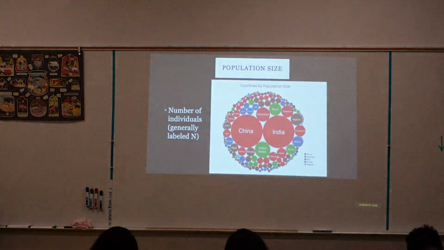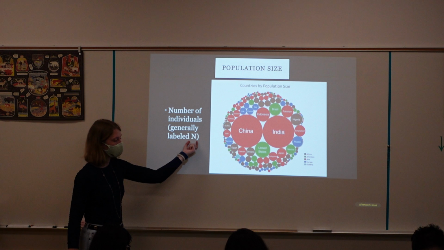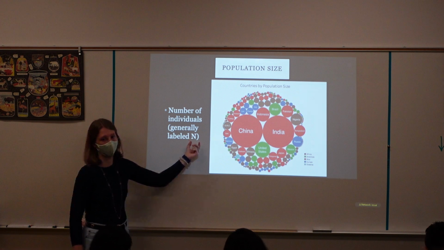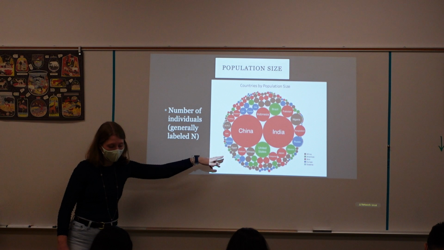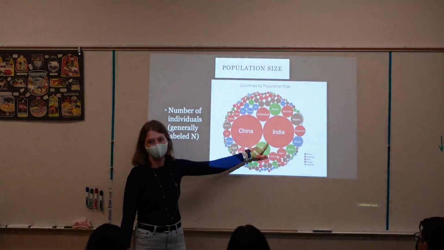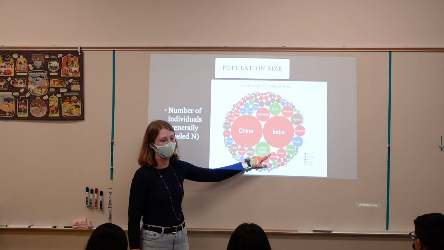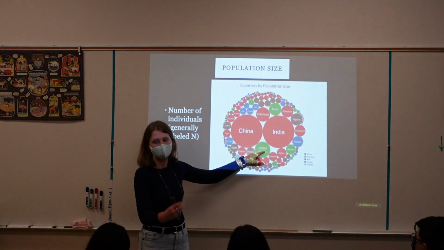So, population size. Generally speaking, it's labeled as a capital N. It can also be shown as a lowercase n. Now, this is a population of humans globally. We're here. This is us. Does anyone know how many people we have in the U.S.? Roughly 360 million.